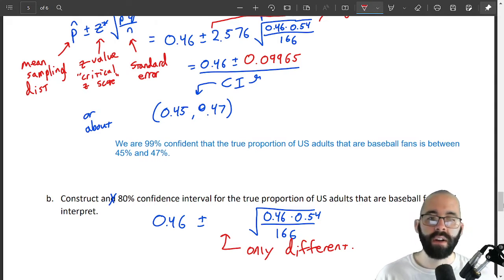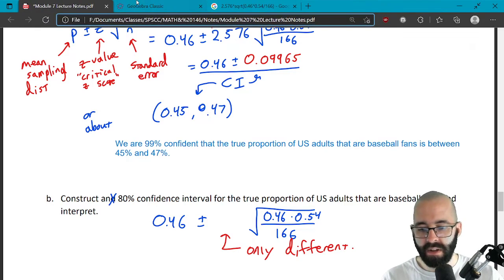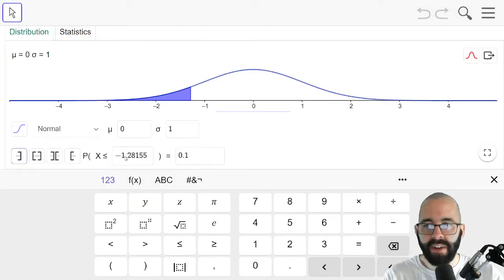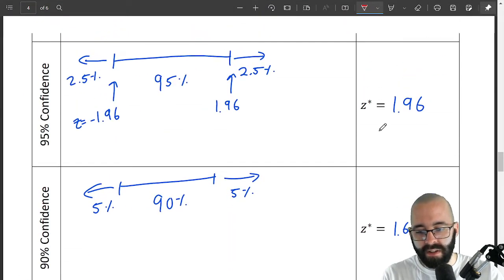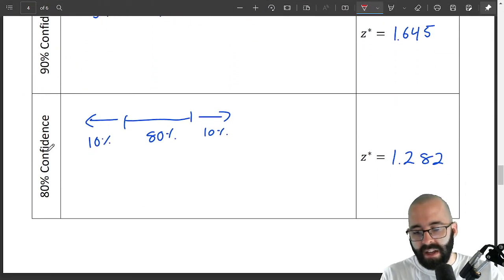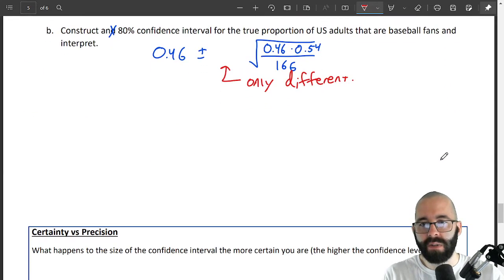So you can go to a standard normal probability distribution, and you could find what are the z values? How do we find the middle 80% of data? Those z values give you your z star. Or we can reuse the information they got earlier. For 80%, that's 10% on each side. Our z star is 1.282.